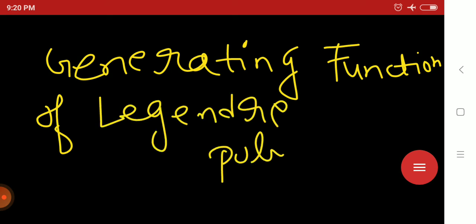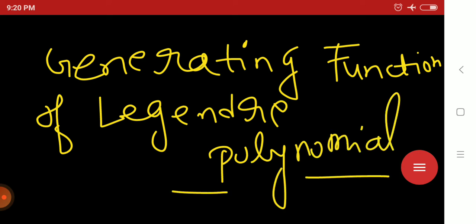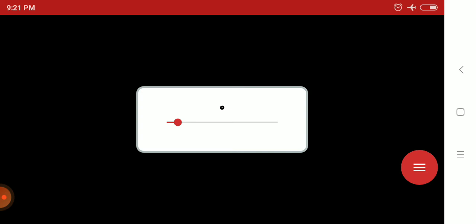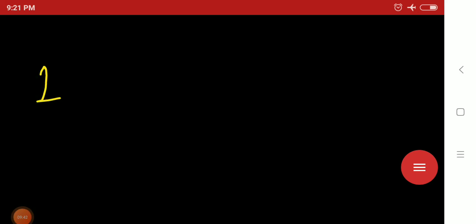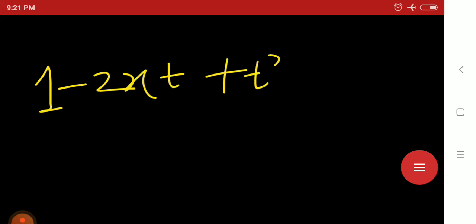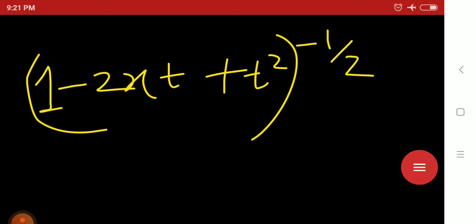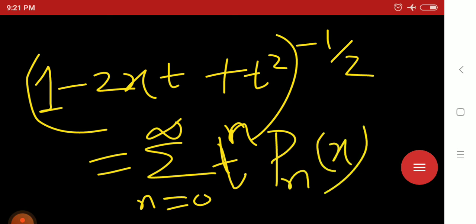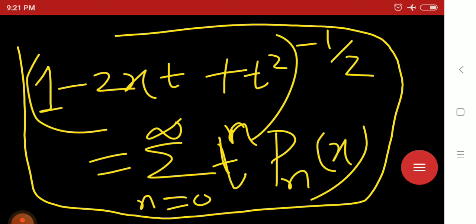So, what will be the generating function of Legendre polynomial? Let us discuss that also. I am writing the equation from where we can easily derive some important equations regarding Legendre polynomial. That is, 1 minus 2xt plus t square whole to the power minus half equals summation over n equals 0 to infinity t to the power n Pn(x). This is the generating function of Legendre's polynomial.